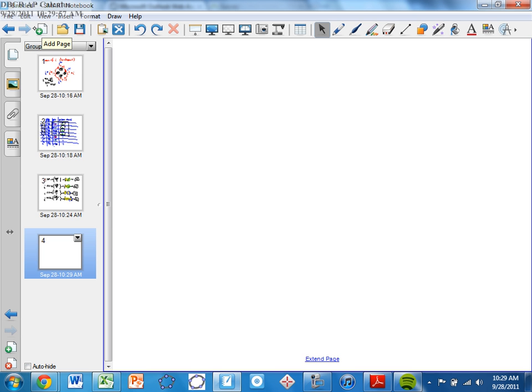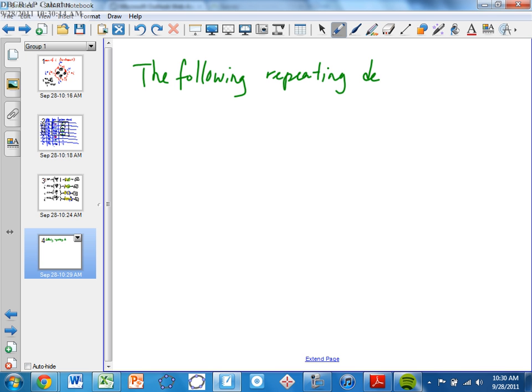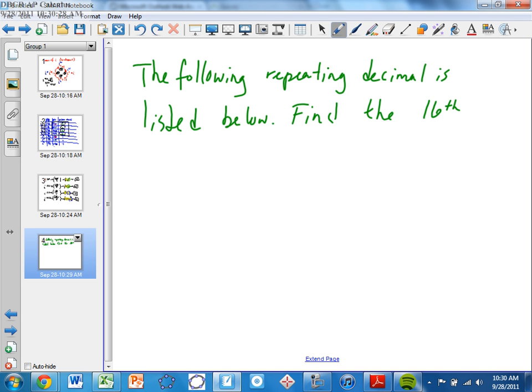Now, here's the next problem, and I'm not going to try to give you the answer right away. I want you to think about it first. So here's the question on the SAT. The following repeating decimal is listed below. Find the, let's say for now, 16th decimal value after the decimal itself.